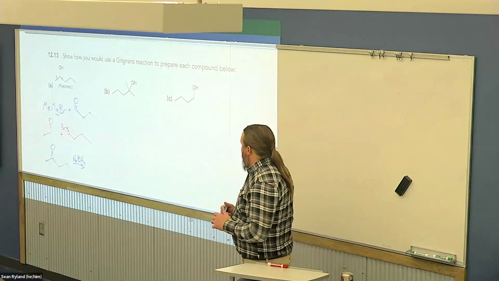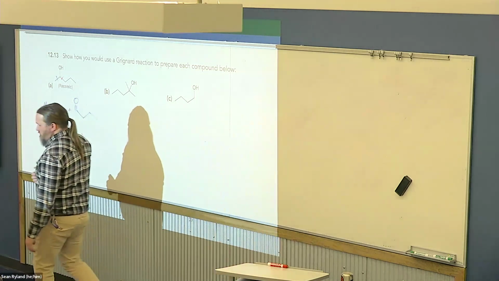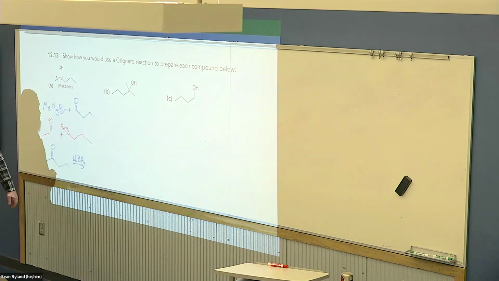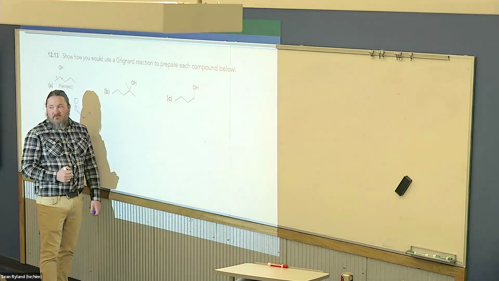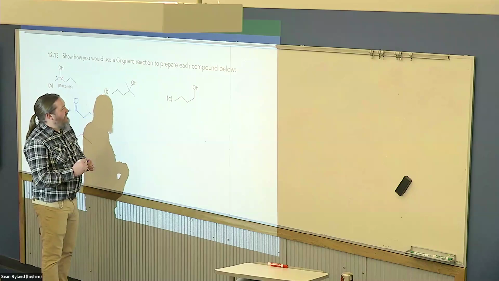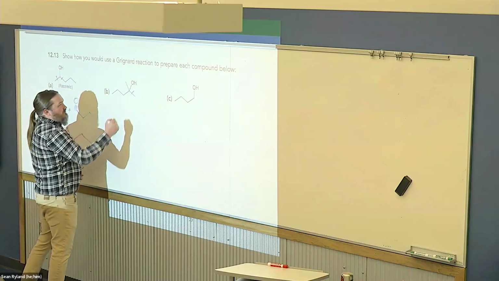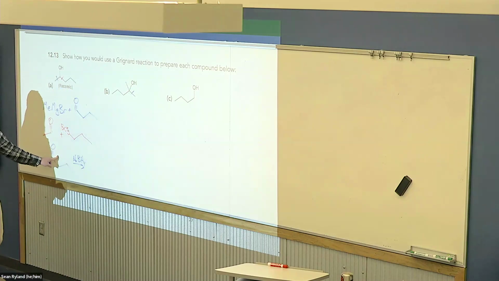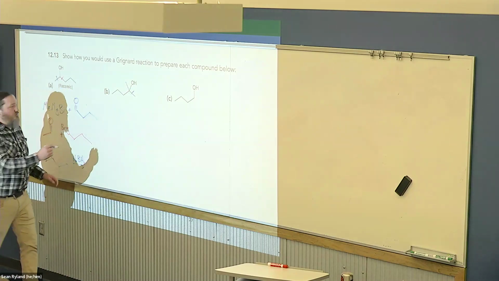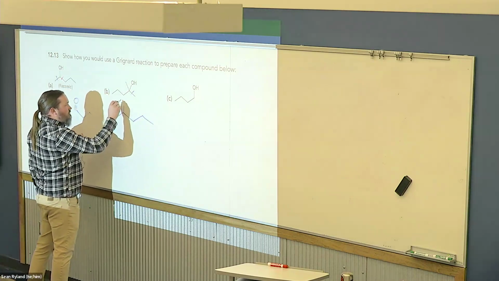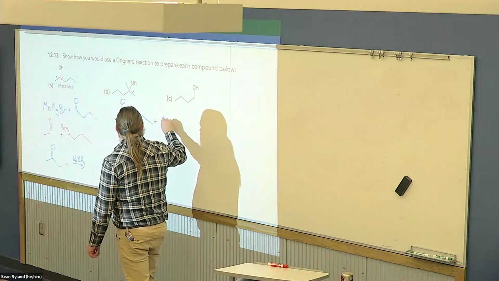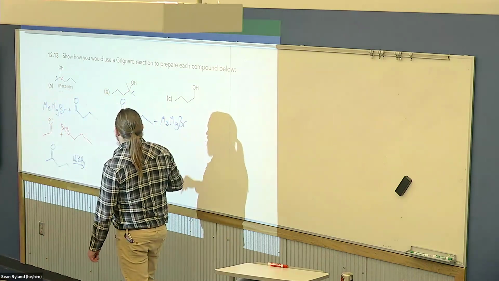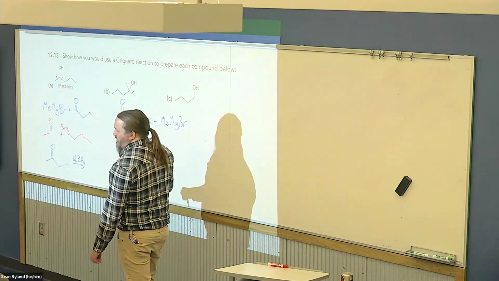What about B? It's a tertiary alcohol. Got two options, because we have two identical substituents, right? Yeah, three options total. So we could start from the 2-pentanone again and do methyl magnesium bromide. That's two of our options there, right?